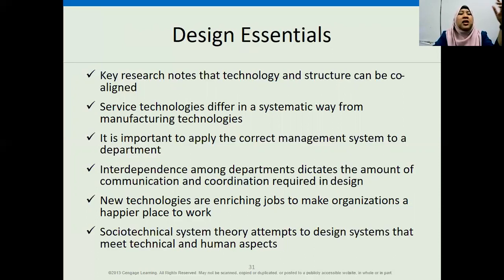Interdependence among departments dictates the amount of communication and coordination required, and new technologies in design are enriching jobs to make the organization a happier place to work. And the last one, socio-technical system theory attempts to design systems that meet technical and human aspects. So this is very important.